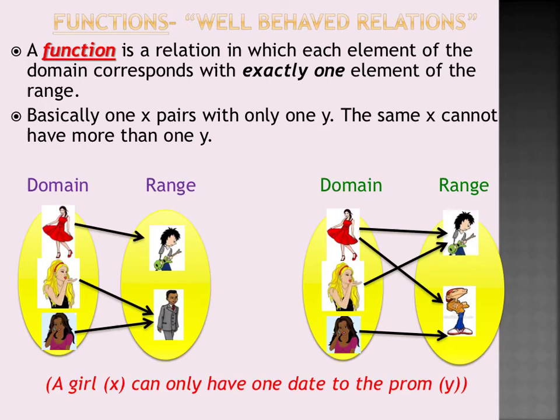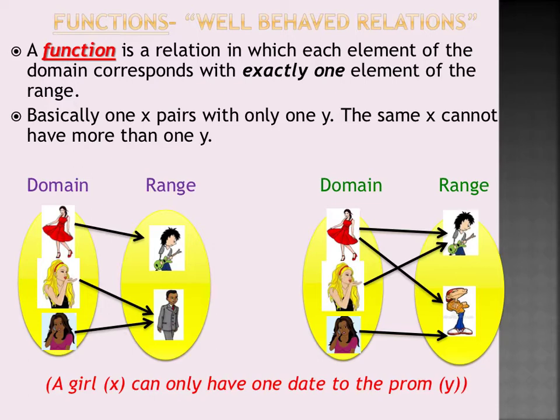So we have this idea of a function. So anytime you have a relation, it has the possibility of being a function. So a function's a well-behaved relation. Every element in the domain will correspond to only one element in the range. Okay, so every x can go with only one y in order to be a function. The same x value cannot go to more than one y value.